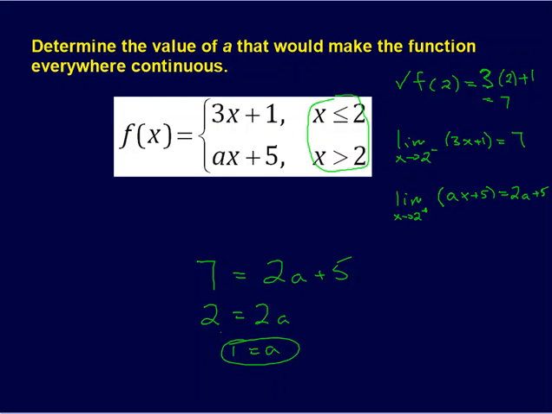So we still were using the definition of continuity, just that we used it as a way to find out the value of a. The function value at 2 was 7. The limit coming toward 2 from the left was equal to 7. The limit approaching 2 from the right then needs to be made equal to 7. And since that limit would turn into 2a plus 5, that's the equation we had to solve.